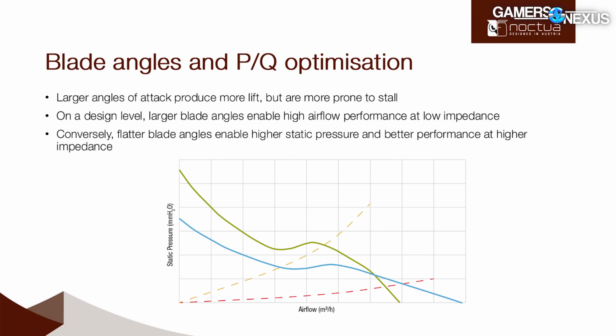It will cause that so-called stall dip on the PQ curve. And in acoustics, the turbulence that stall causes makes the noise of the fan go up. So you will need to balance that maximizing of airflow versus risk of stall.